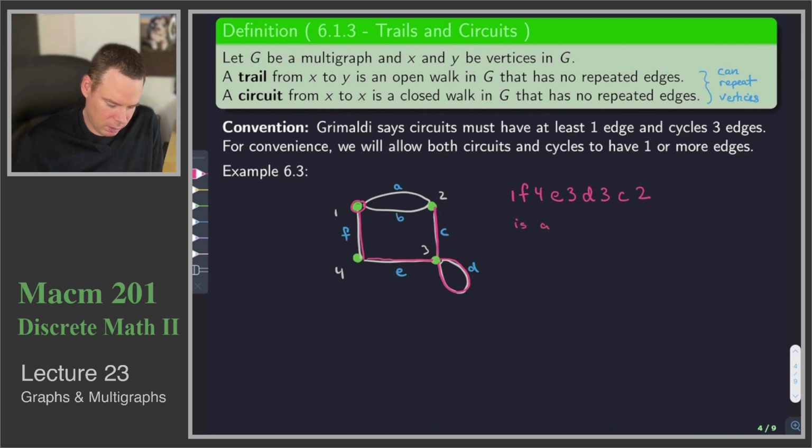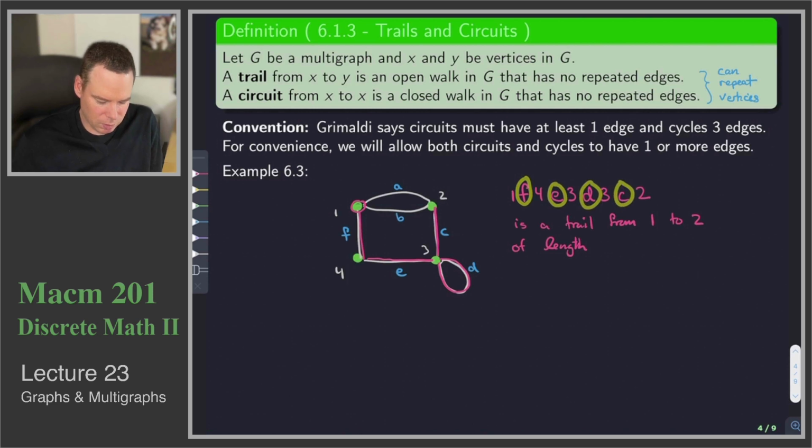This is a trail from 1 to 2 of length... And how long is it? Well, we can either get it from the diagram by counting edges, or we could just look at our listing here and count our edges. We've got 4 edges there, so it's a trail of length 4. So it's a trail because it's a walk that has no repeated edges.